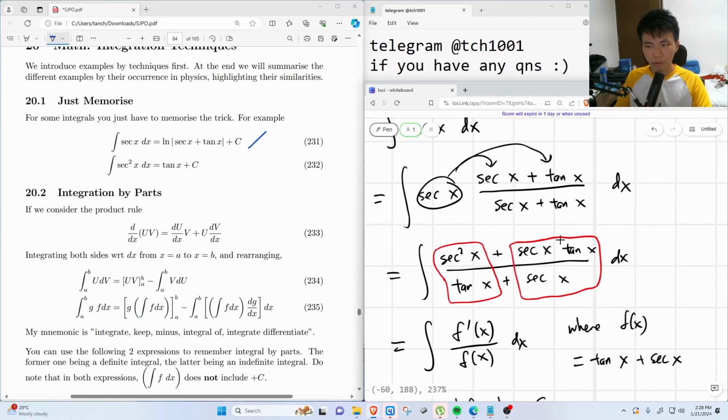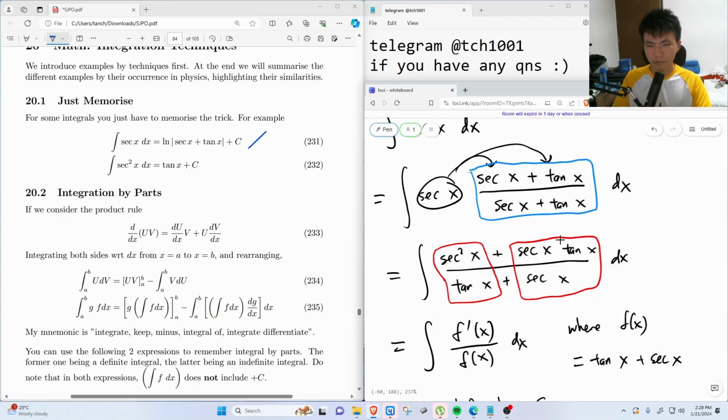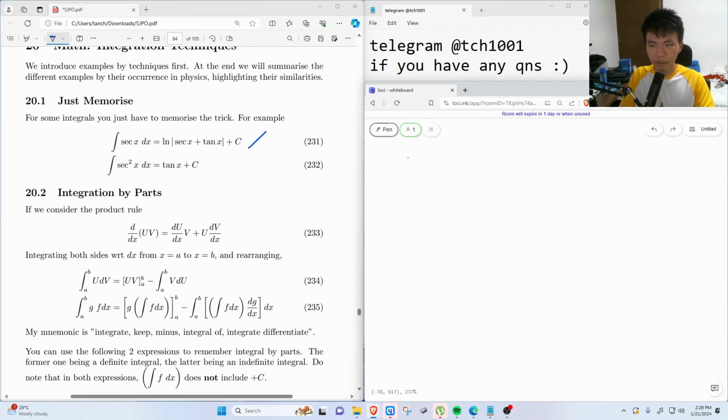Now, without knowing ahead of time to multiply by 1 in this unique way, it's quite difficult to arrive at the result. But if you already knew the result, then it's easier to motivate multiplying by this quantity over here. For another example, if we have the integral of secant squared x dx, in my personal opinion, the easiest way to do this integral is to remember that it's tangent of x plus c.